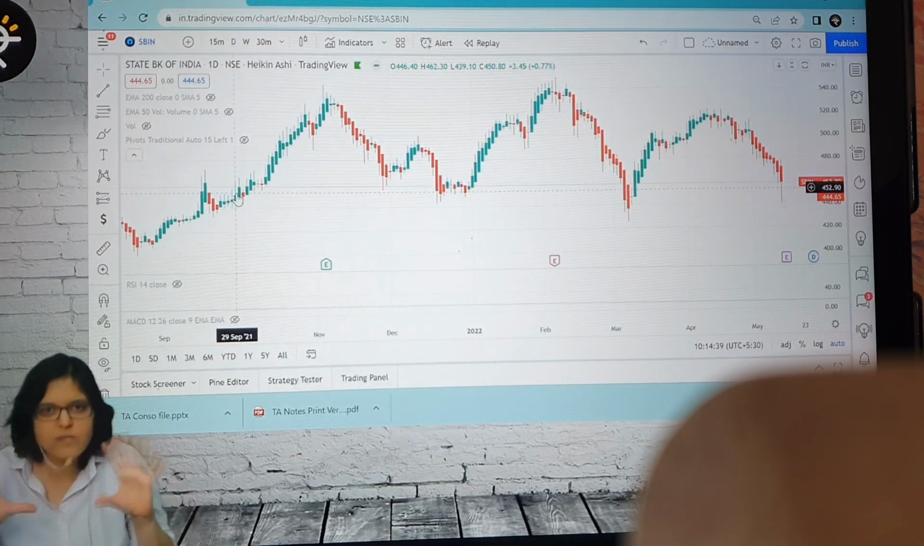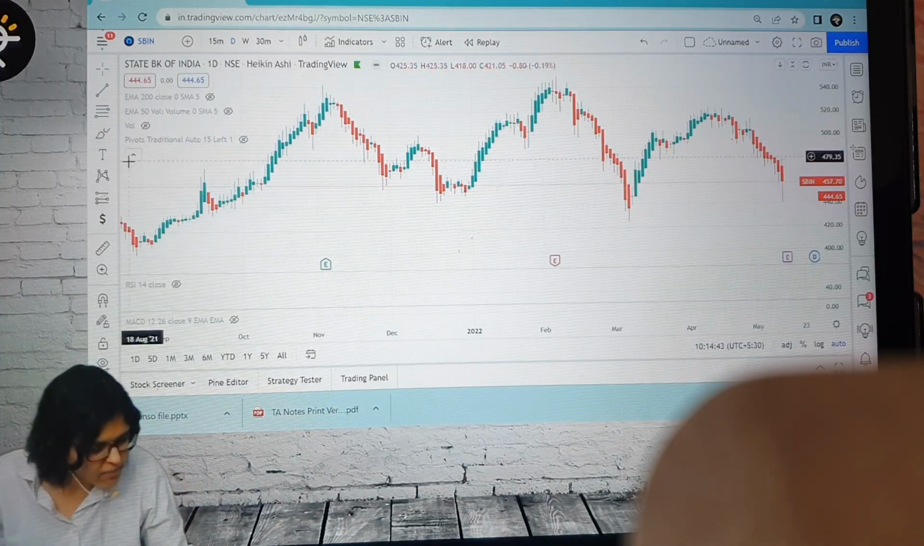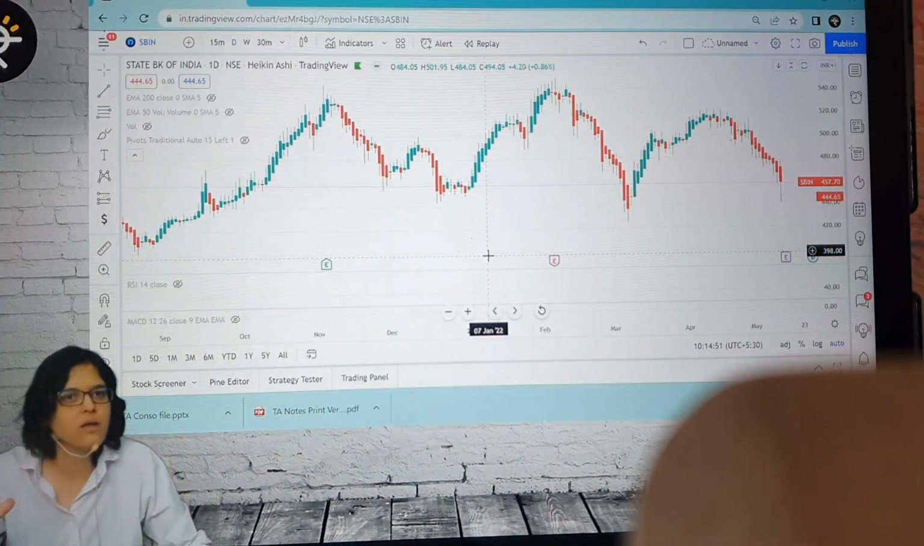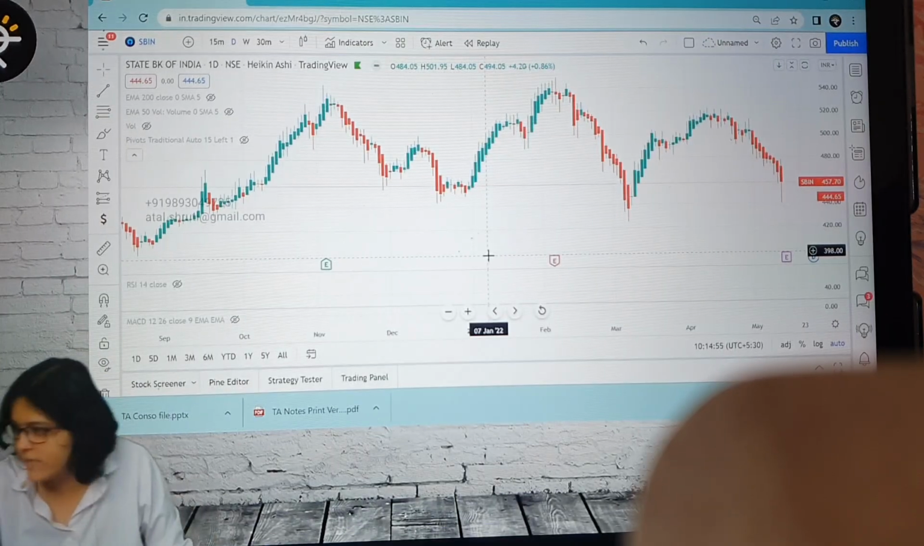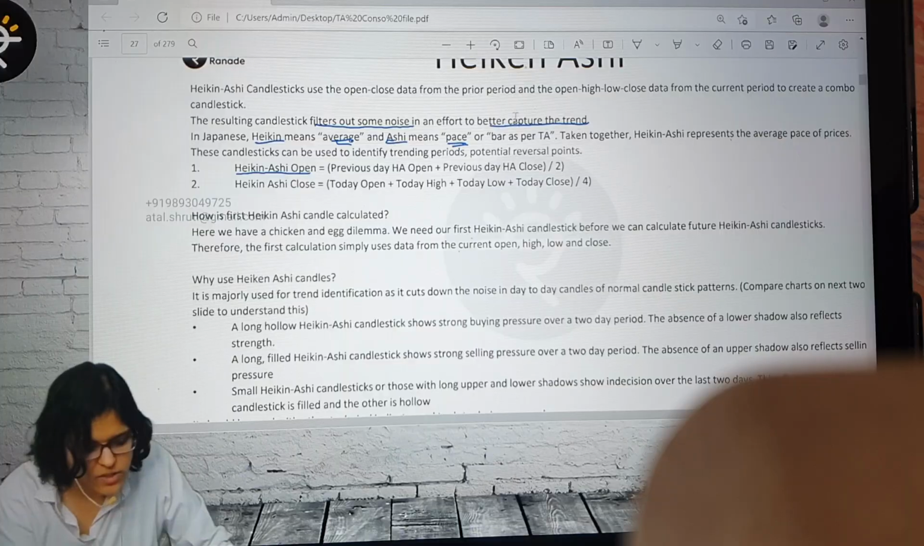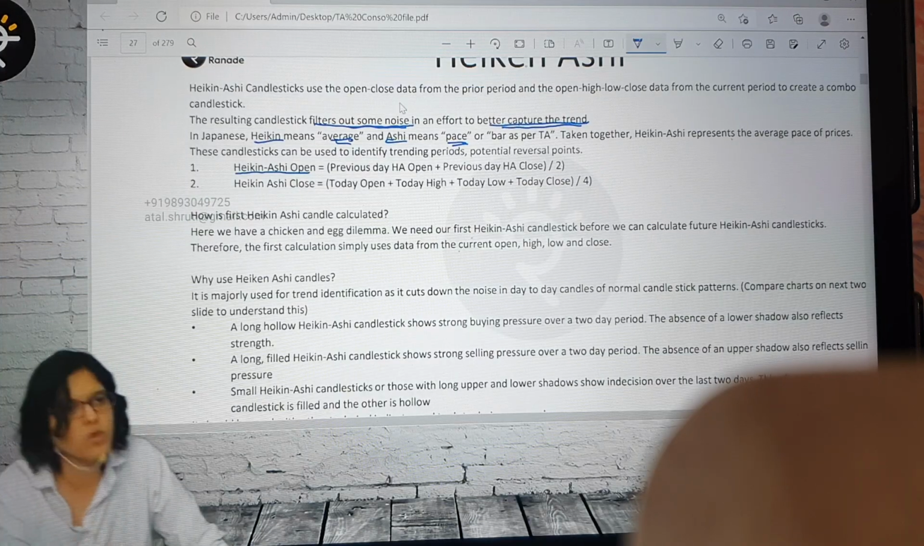It is much clearer, much more sorted out. Is it the same time frame? Exactly the same time frame, but it will remove those gaps in between. It will show you a clearer trend. That is why, if you remember in our notes, for Heikin Ashi I said it better captures the trend and removes or filters out some noise.